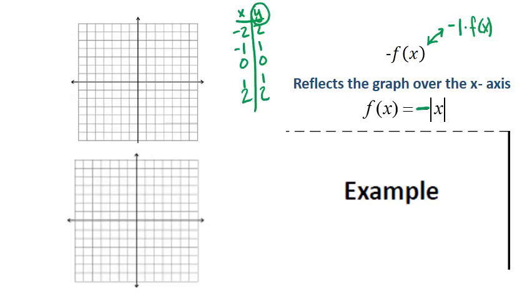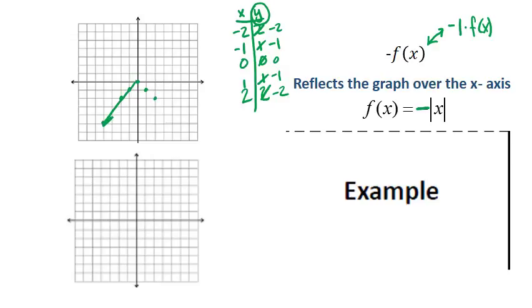Just like the number outside affected the y's, the signs outside affect the y's. So I'm going to take every y value and times it by -1. And we'll end up with these values. Let's prove how this is true. If I graph it, I'm at -2, -2, -1, -1, 0, 0, 1, -1, and 2, -2.